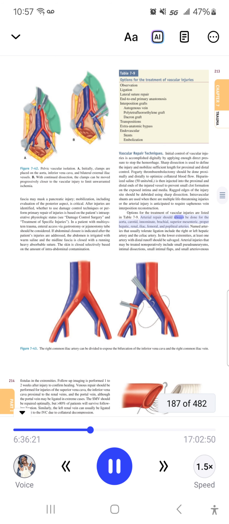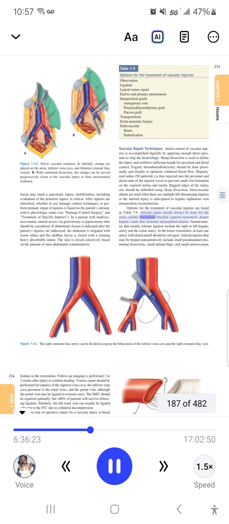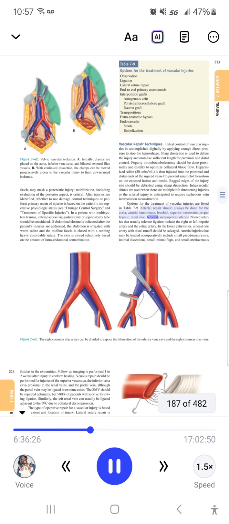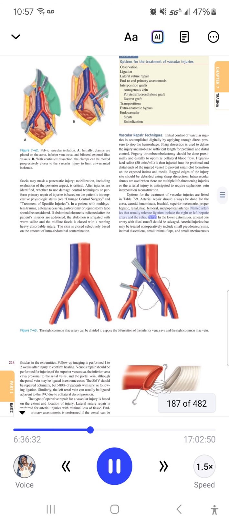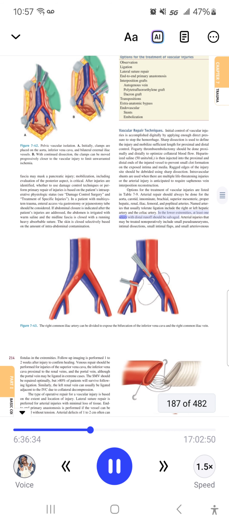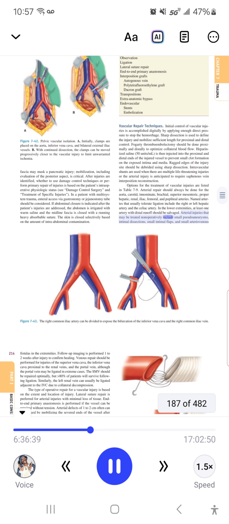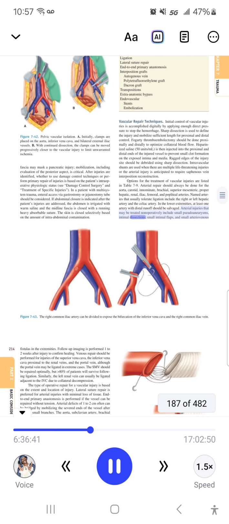Arterial repair should always be done for the aorta, carotid, innominate, brachial, superior mesenteric, proper hepatic, renal, iliac, femoral, and popliteal arteries. Named arteries that usually tolerate ligation include the right or left hepatic artery and the celiac artery. In the lower extremities, at least one artery with distal runoff should be salvaged. Arterial injuries that may be treated non-operatively include small pseudoaneurysms, intimal dissections, small intimal flaps, and small arteriovenous fistulas.